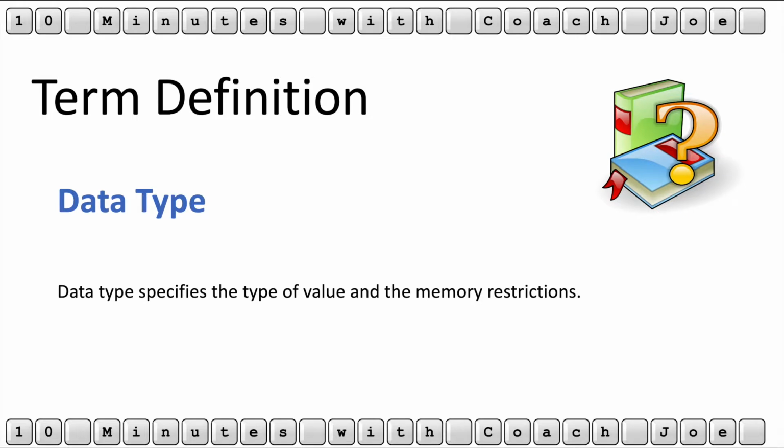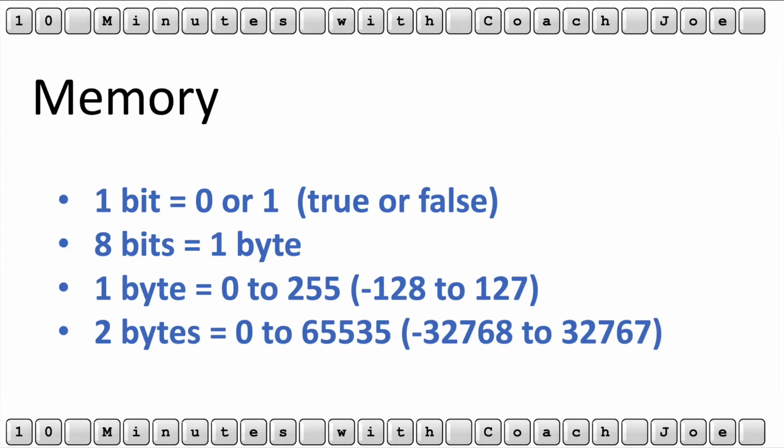data types. A data type is needed for each method, property, and variable. Data type specifies the type of value and memory restrictions. The two data types are primitive and non-primitive. What does that mean? Review this slide and do some additional research if necessary.